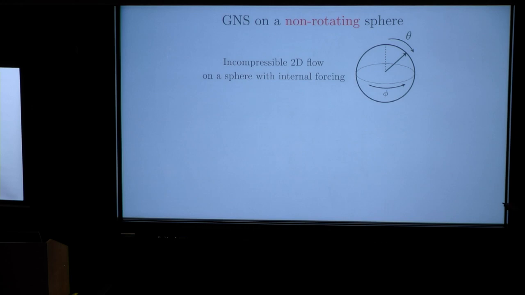There have been studies of GNS on a non-rotating sphere, where incompressible 2D flow on a sphere was considered with internal forcing. I'm going to talk about theta being the co-latitude and not the latitude, and phi is the longitude.